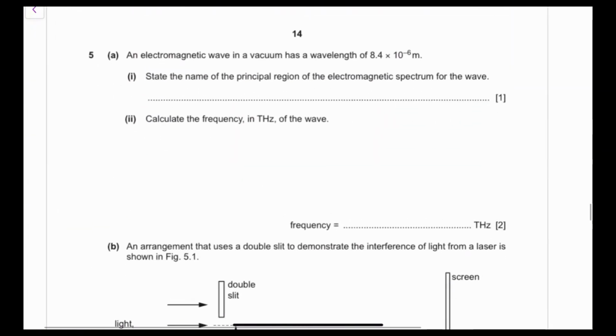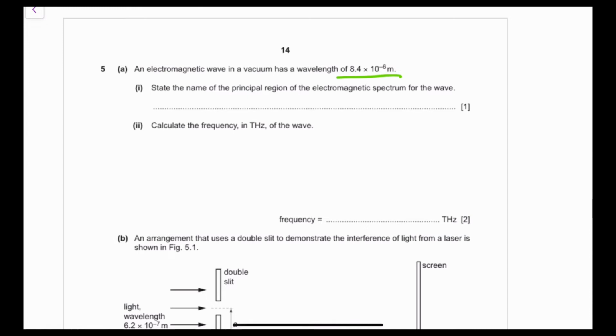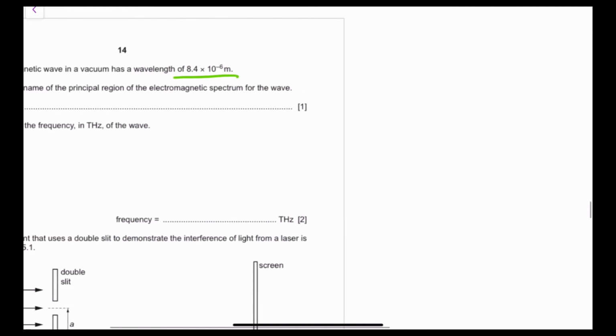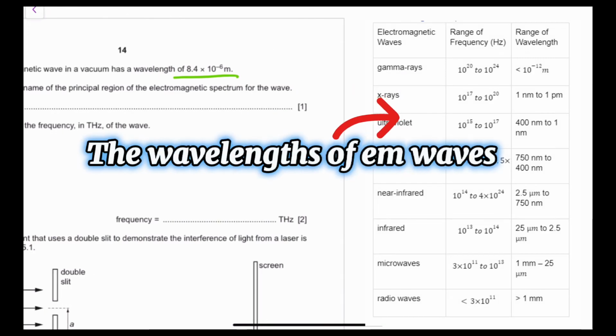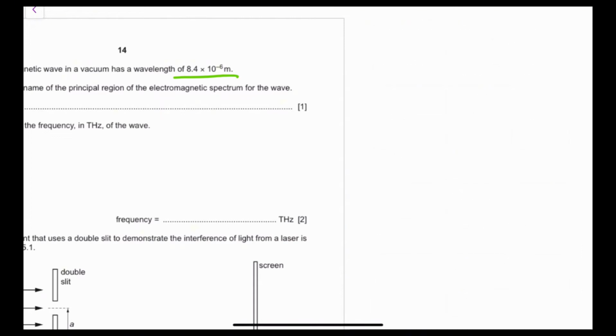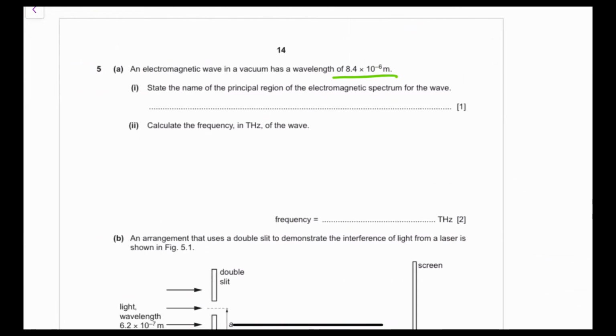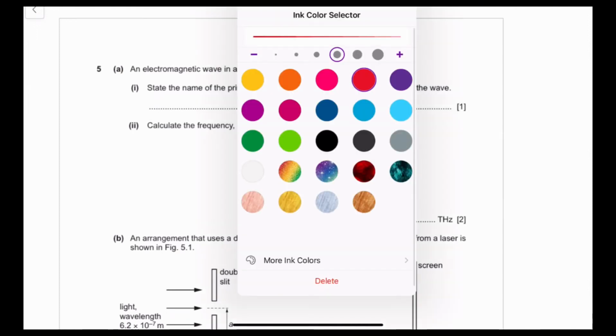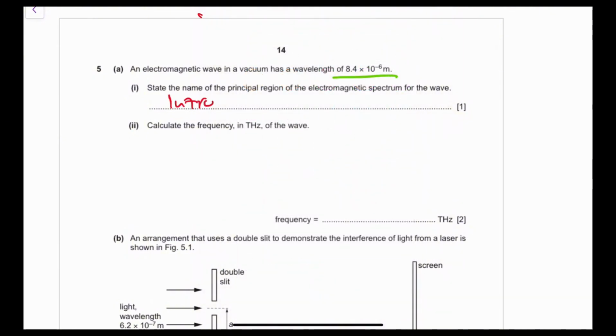Okay, moving on to question number 5. We're given an electromagnetic wave with a wavelength of 8.4 times 10 to the power of -6, and we're asked to state the principal region of the EM spectrum that this wave belongs to. If you look at your right, you see all the wavelengths that you will need. But I really encourage that you find a way to memorize this. You have your textbook. If you don't, look on the internet and find the different frequencies. The question papers will also help you find the actual frequencies. But as you can see here, the region that has that wavelength is the infrared.